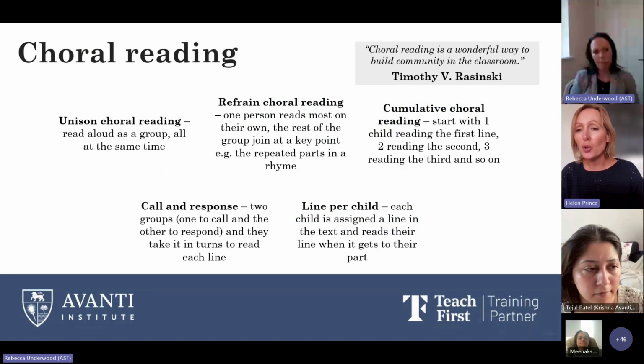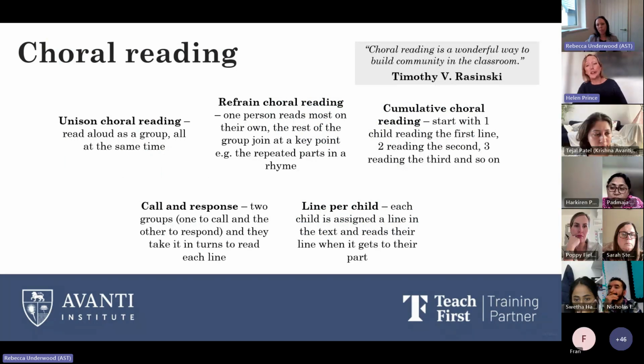Okay, so this is choral reading, which is another version of echo, but it can be done differently with different groupings. Everyone's reading it at the same time, or one person's reading it and then the rest are repeating key parts of it.